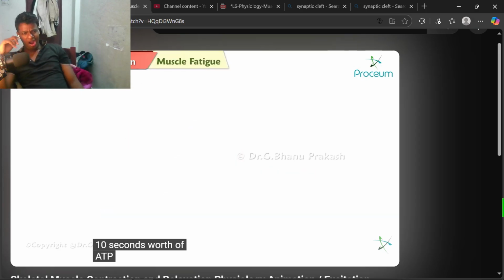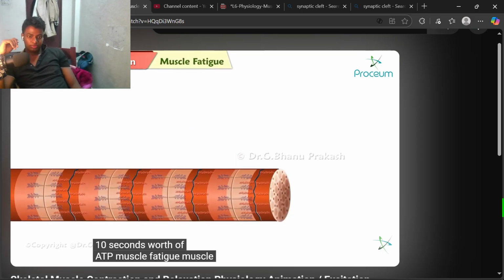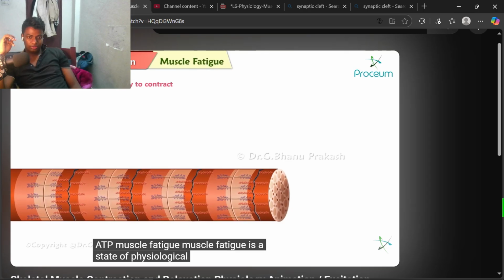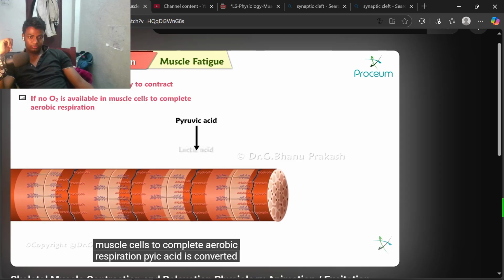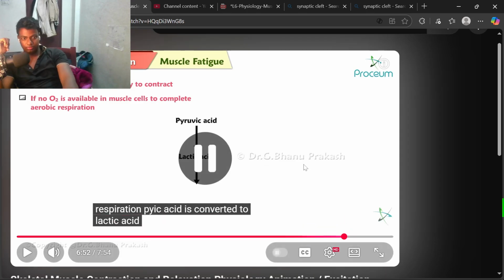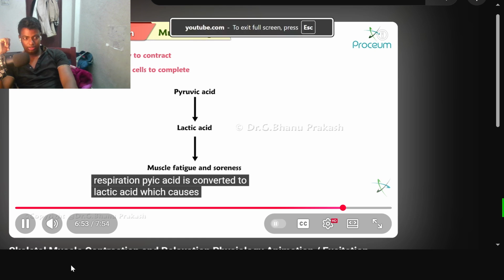Muscle fatigue. Muscle fatigue is a state of physiological inability to contract. If no oxygen is available in muscle cells to complete aerobic respiration, pyruvic acid is converted to lactic acid, which causes muscle fatigue and soreness.